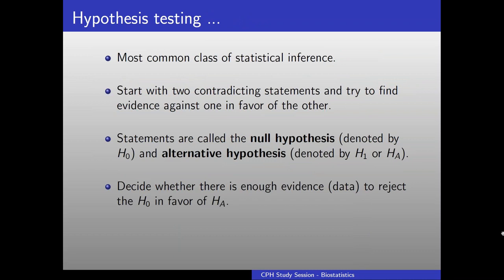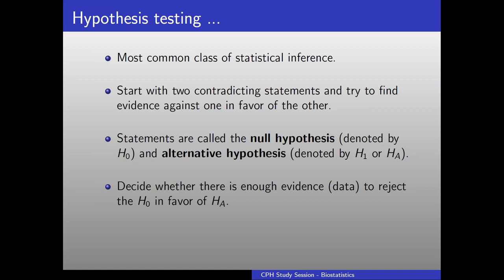Hypothesis testing. Again, this is the most common type of statistical inference. We start with two contradicting statements and try to find evidence against one in favor of the other. Okay, so the contradicting statements may be something like the mean is less than or equal to 5 versus the mean is greater than 5. It's contradicting because both can't happen at the same time, and it's comprehensive. There are no other possibilities. The mean is either less than or equal to 5 or greater than 5.